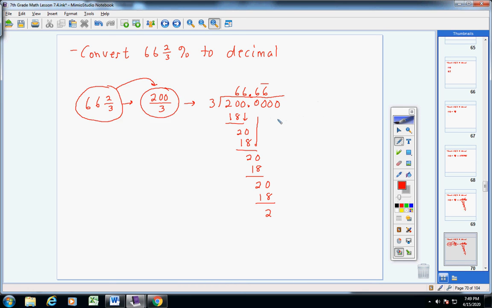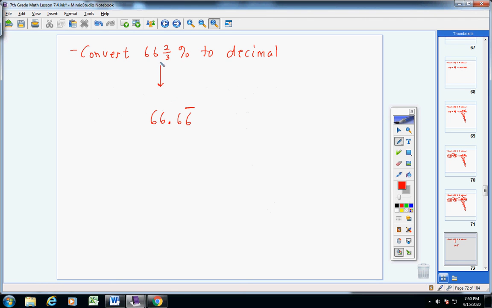So that means this is the same thing as this. This is the same thing as this. Thus, this right here goes right here. So I have 66.66%. Okay? Now, how do I convert that to a decimal? Move it what? 2 places to the left. So there's 1, there's 2, and there we go.